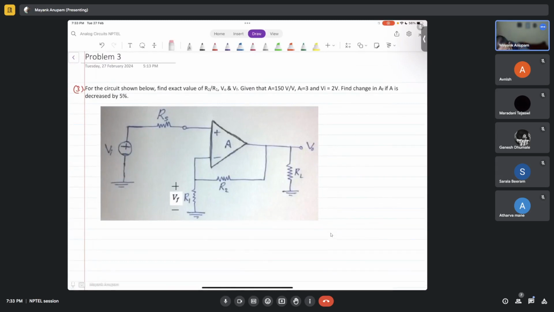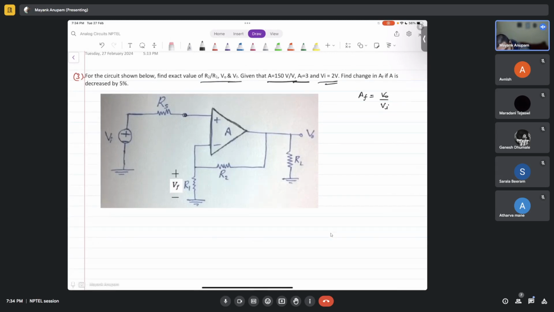For the circuit shown below, find exact values of R2 by R1, V0 and Vf, given that A is equal to 150 and AF is equal to 3. Vi is equal to 2 volt. Tell me, what is AF? AF is the gain from Vi to V0. Find the exact value of R2 by R1.